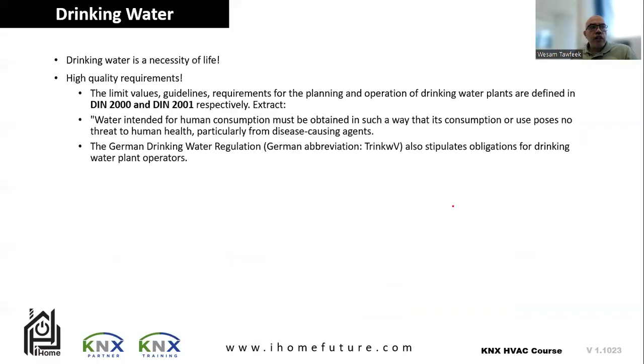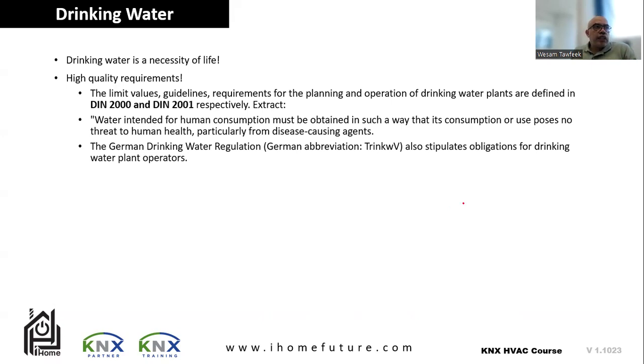The drinking water is simply here. We are talking about drinking water, which is necessary for life. This is simple. But how is the quality of the drinking water governed? Can I drink any water? And this is what the chapter is about.